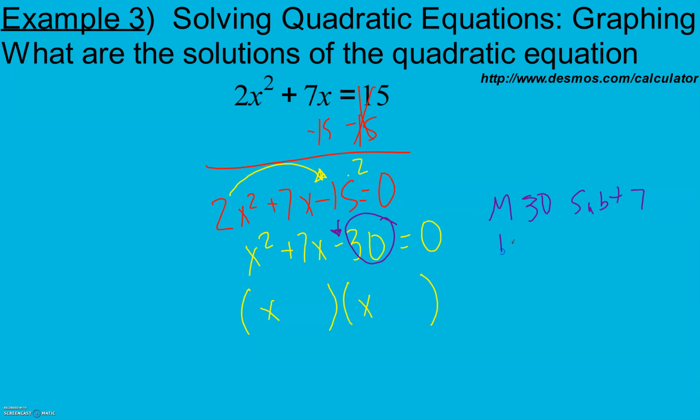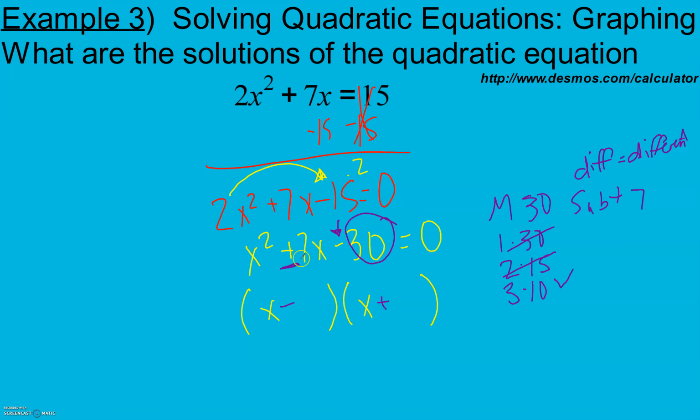to 7. My options are 1 and 30, which subtracts to 29, that's not it. 2 and 15, which subtracts to 13. And 3 and 10, which subtracts to 7. Since I subtracted, I found the difference, which means my signs are going to be different.